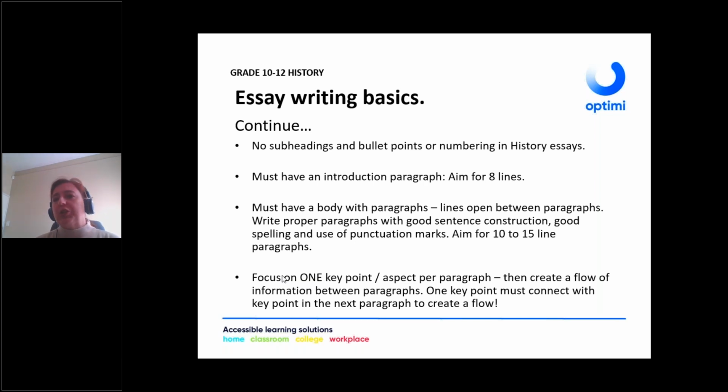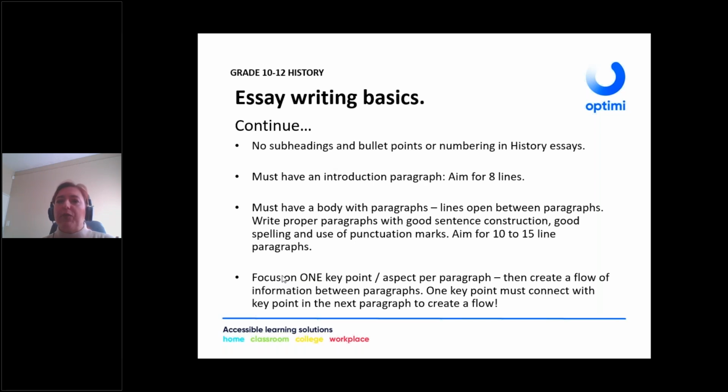And the secret to a good introduction is actually to create tension in your introduction, so that the marker becomes so curious that he or she can't wait to read the rest of your essay. So an introduction paragraph is very, very important to create that feeling of, I actually want to read this.